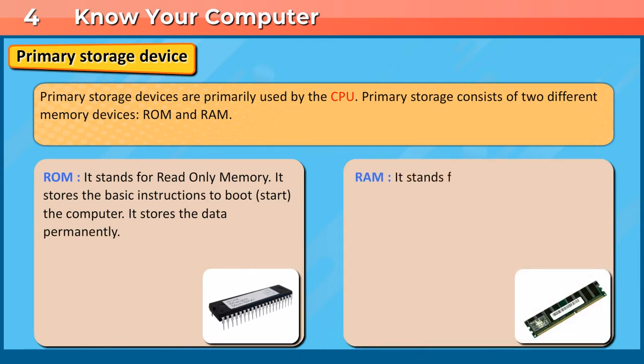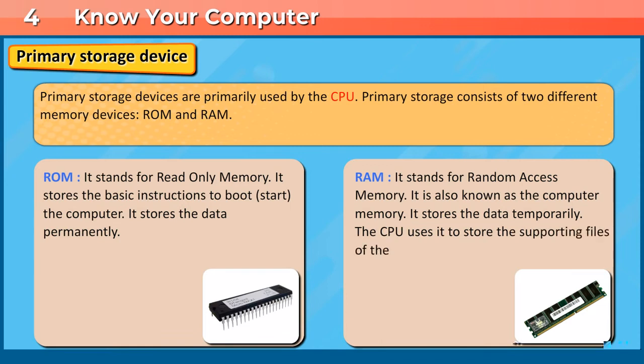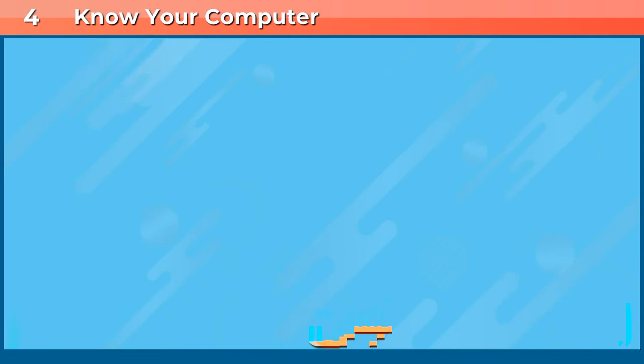RAM. It stands for random access memory. It is also known as the computer memory. It stores the data temporarily. The CPU uses it to store the supporting files of the programs which are currently running on the computer.